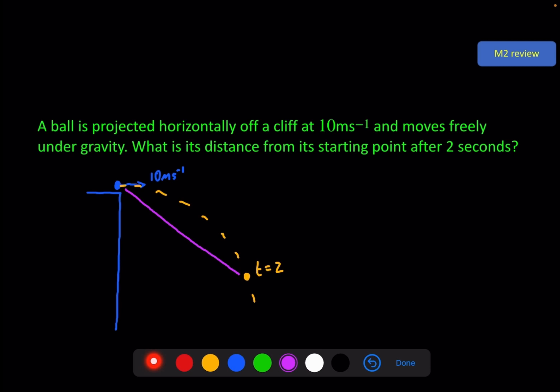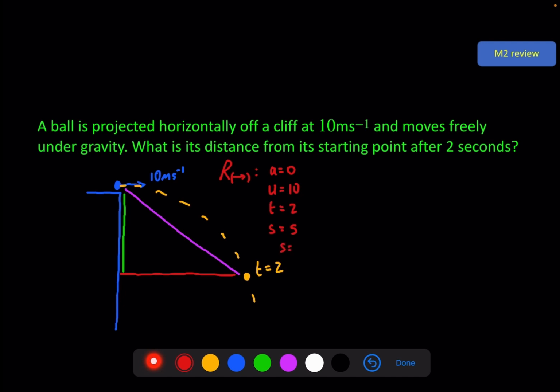To do this, we're going to need to find two different things: the horizontal distance it has travelled and the vertical distance it has travelled. And we'll have to do these as two completely separate calculations. So looking at the horizontal distance first, I'm going to resolve, take the direction to the right as positive, and if we're looking horizontally, moving under gravity, there is no acceleration. The initial horizontal velocity is 10 meters a second, and we're looking at when t is equal to 2, how far has it travelled. So I'll just call that s in my equation.